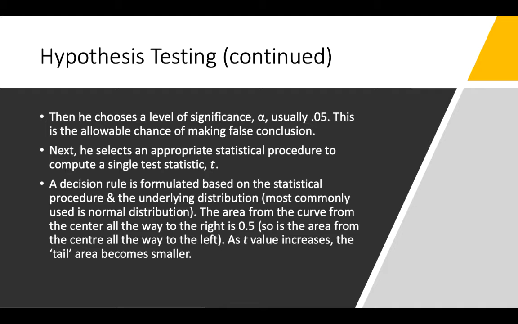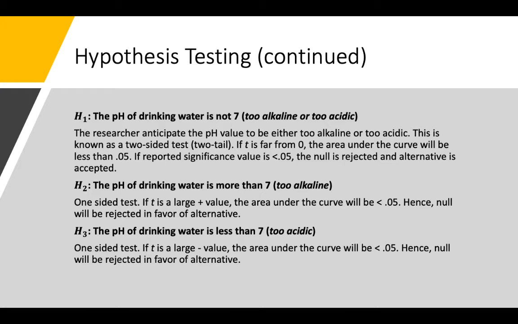The area under the curve from the center all the way to the right is 0.05, and so is the area from the center all the way to the left. As the t value increases, the tail becomes smaller. So remember this. Let's take a look at the hypothesis testing just now. The researcher anticipates that the pH value will be either too alkaline or too acidic. So this is known as a two-sided test, a two-tail. If t is far from 0, the area under the curve will be less than 0.05. If the reported significance value is less than 0.05, the null is rejected and the alternative is therefore accepted.